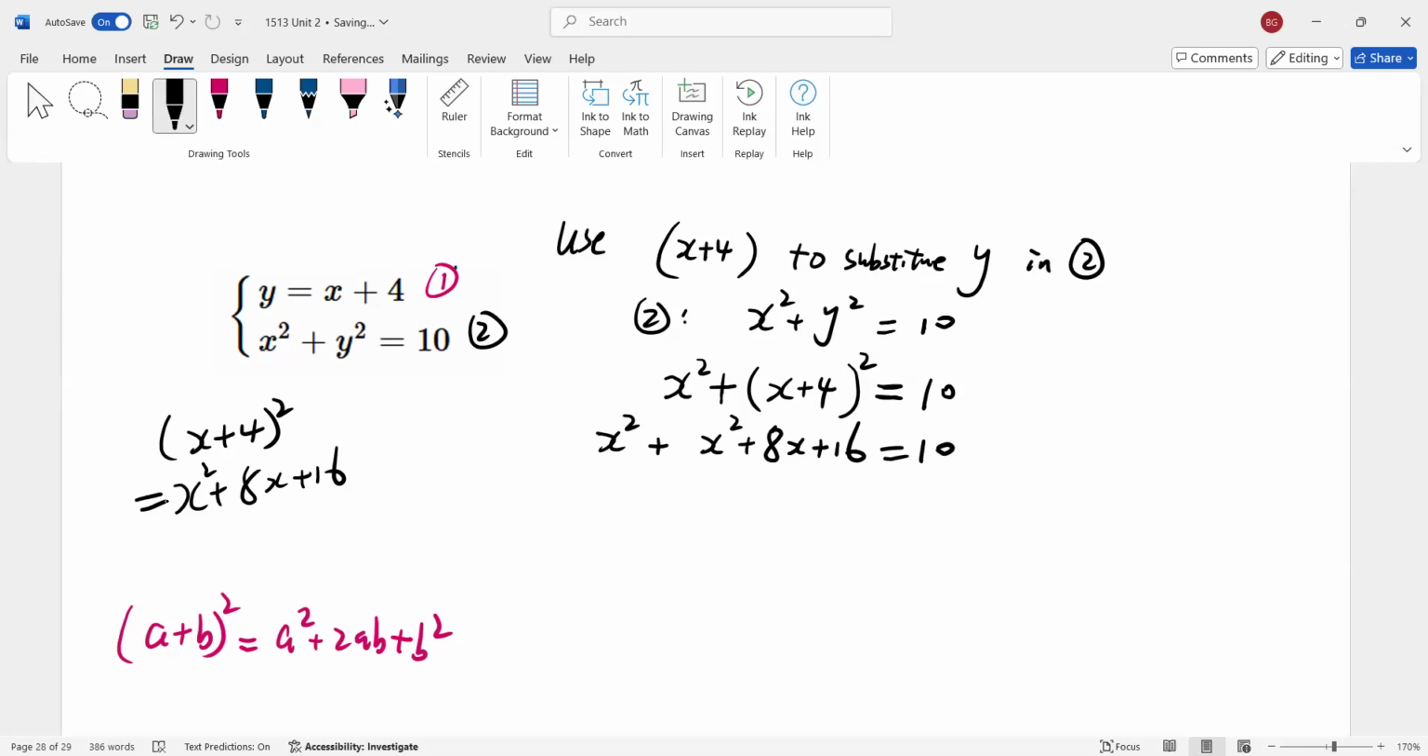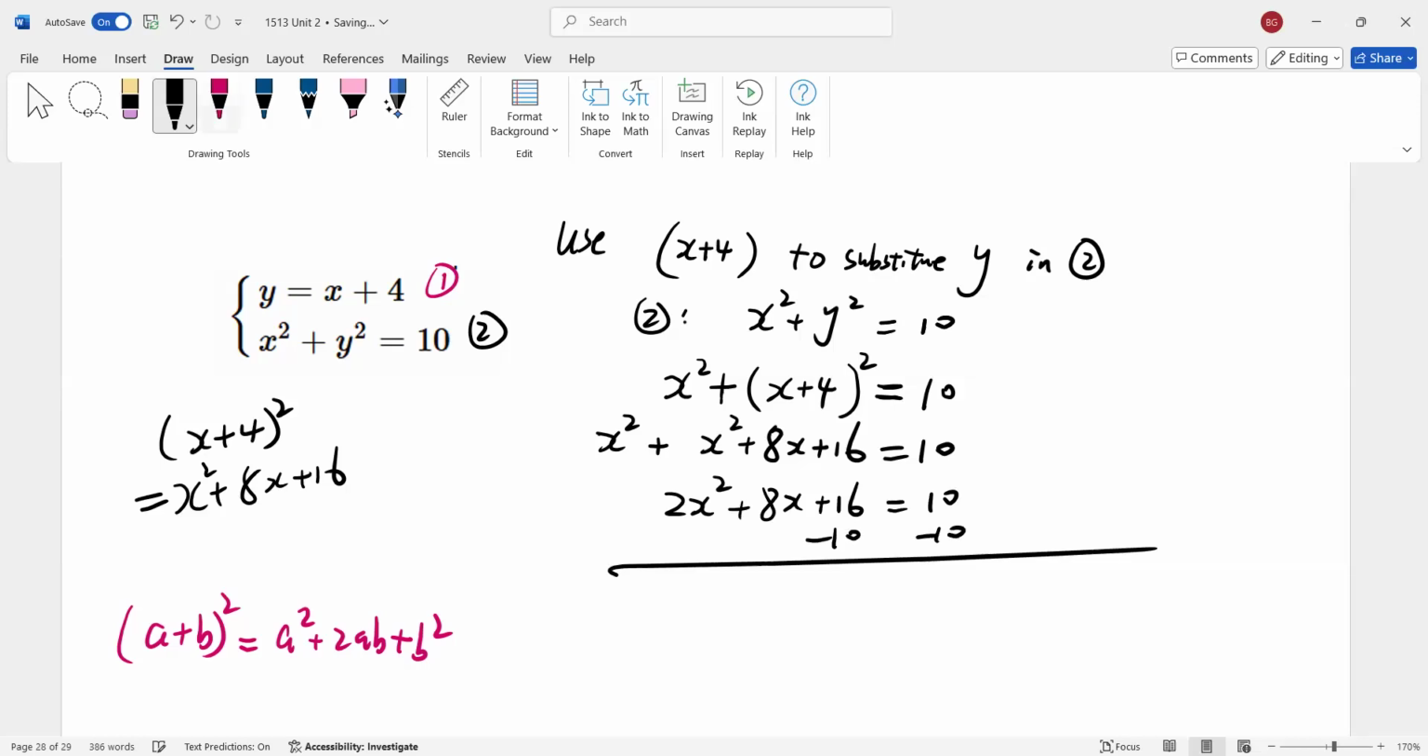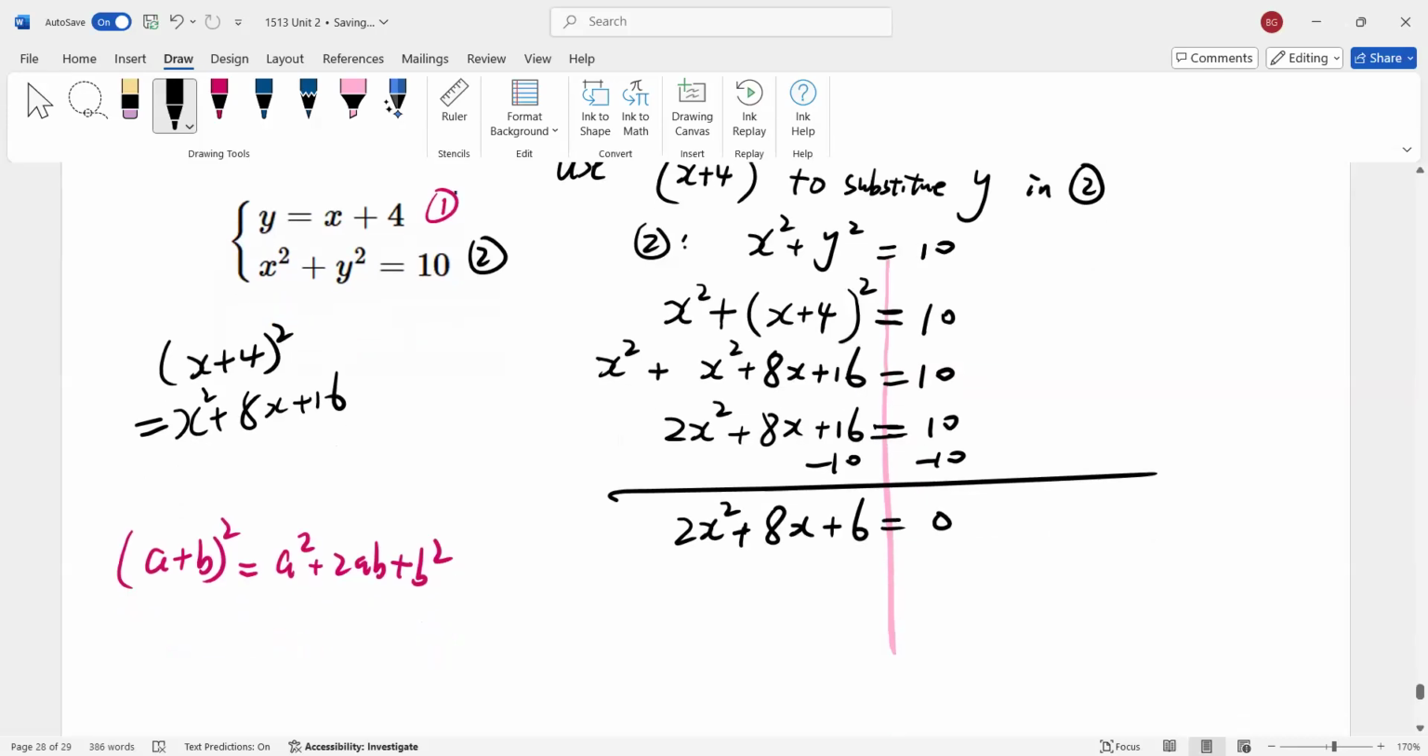And x squared combined together, 2x squared, right? And then plus 8x plus 16 equals 10. Minus 10 from each side. I like to have this imaginary line in the middle separating the left side and right side of the equation. And we would have 2x squared plus 8x plus 6. 16 minus 10 is 6, equals 0. Right hand side, 10 minus 10 is 0. And I notice this equation is quadratic, and we are able to get rid of a factor 2. So I divide all 4 terms in the equation, including the 0 on the right side, by 2.